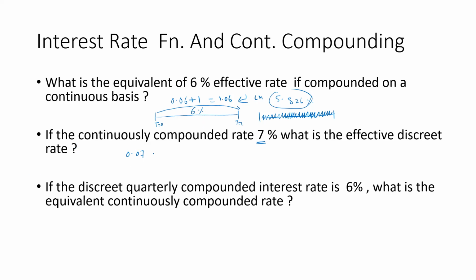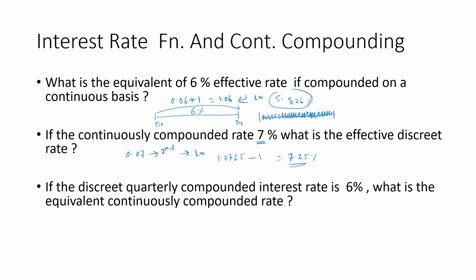We say 0.07, then we say second, and then we say ln. That's it. Our job is done. Okay, 1.07. 1.0725. Okay. So from here, whatever value you get, you deduct 1 from here and you get 7.25%.